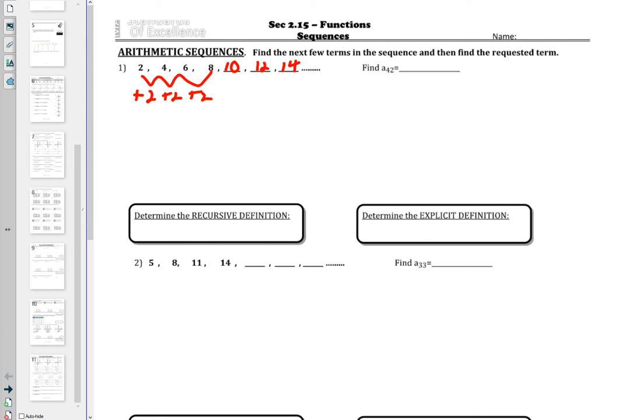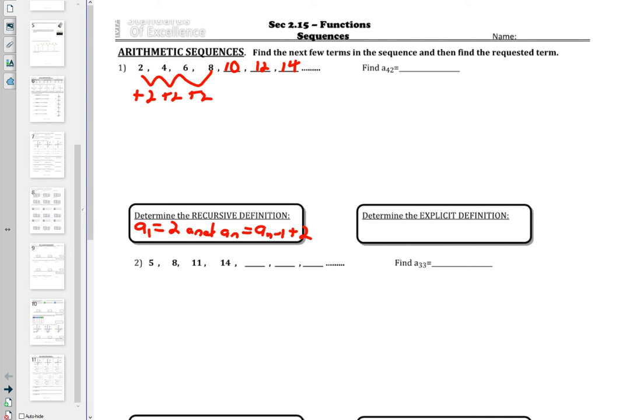Now, I can go ahead and write the recursive definition already. A sub 1 is 2. The first number is 2. And then every number thereafter is the number that came before it plus 2. That 2 is the common difference. I'd rather find it explicitly.